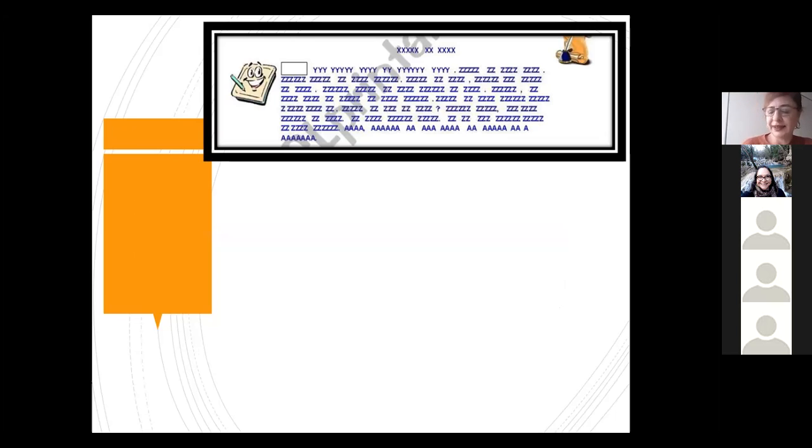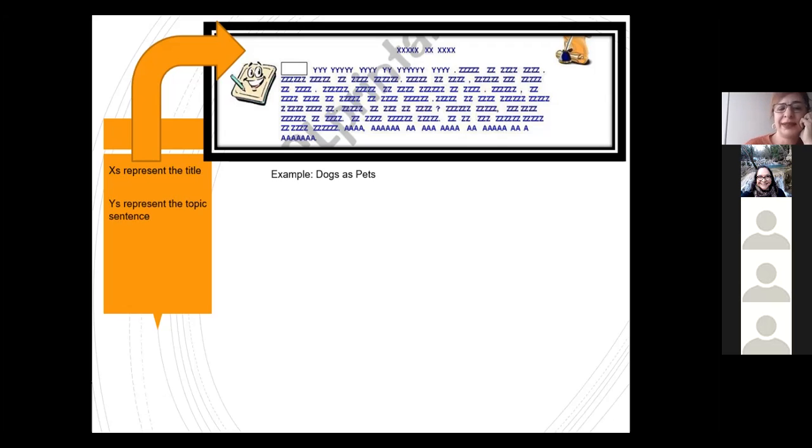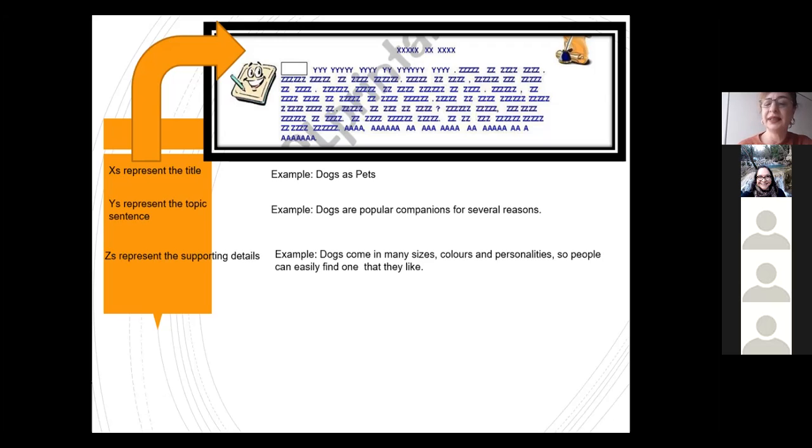You might like to start with a very simple example, right? Like this. X's represent the title. Here's our title, something that everyone can talk about or write about, right? And Y's represent the topic sentence. A simple one, as an example, can be shared with the students. Z's represent the supporting details, and an example can be shared with the students as well.